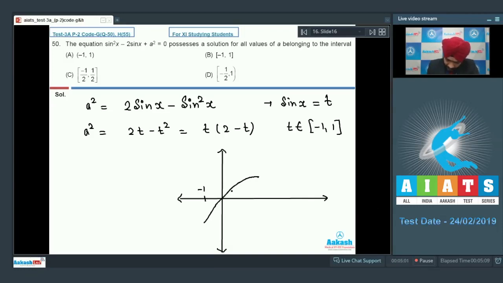What is the value at minus 1 and what is the value at 1? Let us see. At minus 1, this is minus 1 into 3. So this value is minus 3. At 1, the value is 1 into 1, so it is 1. Students, on the left hand side, I have a square. The range of t into 2 minus t, where t belongs to minus 1 to 1, is minus 3 to 1.